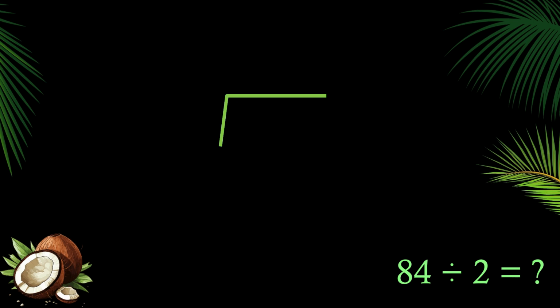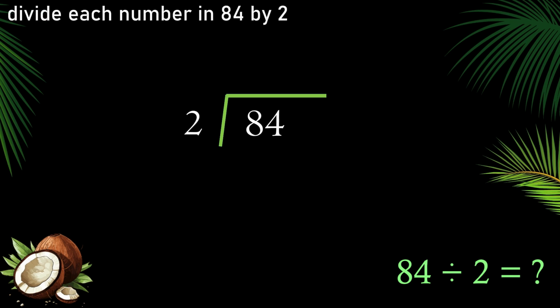First number inside. Second number outside. And the answer goes on top. Alright. Now we're ready to go. We're going to divide each number in 84 by 2.